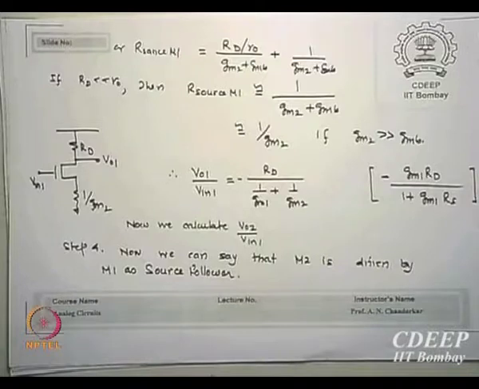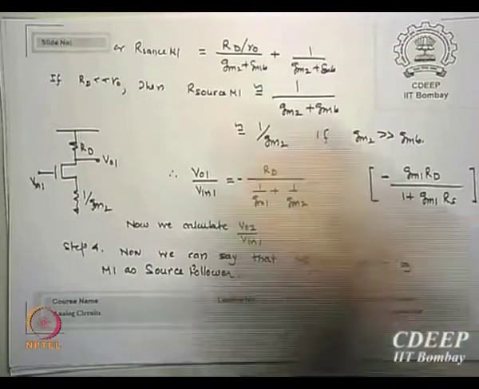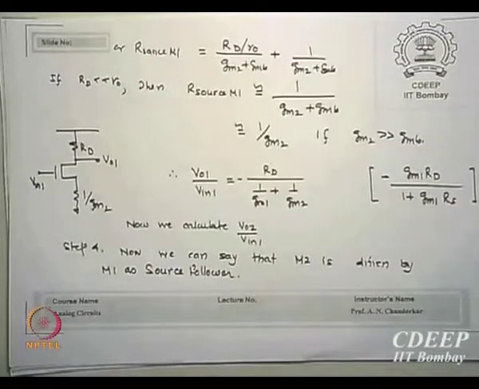Normally, how much is Rd? I told you many days ago, typical values of Rd will be 10k to 40k, not more. How much will R0 typically be? 100k to tens of megaohms depending on lambda and Id. So typically Rd by R0 is very small. So this first term is relatively small, is that correct? Rd by R0 is small enough compared to gm2 by gmb.